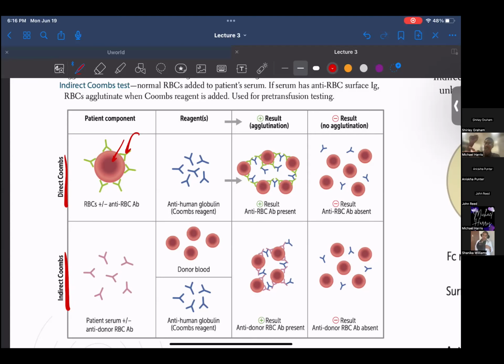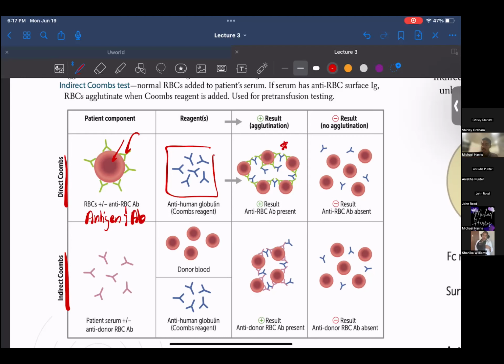Okay, so you've got the antigen and the antibody present in the blood or on the cell. So essentially, all you do is tag it with a marker now. You tag it with anti-human globulin, or Coombs reagent. And essentially what this does is it causes these antibodies and RBCs to clump together, which is what you see here.